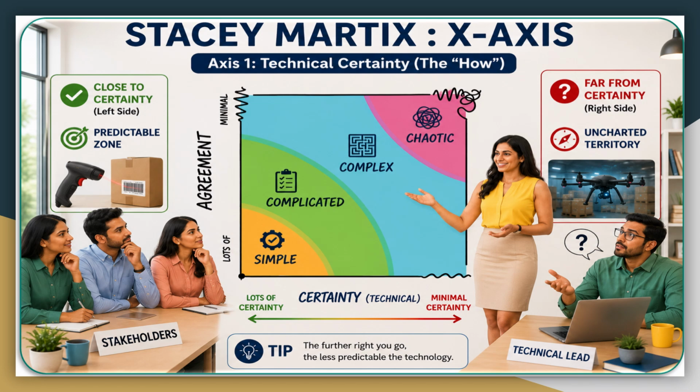On the right hand side, we have the far from certainty. As you move to the right, you enter uncharted territory. Suppose the executives decide that instead of manual scanning, they want to deploy autonomous drones equipped with experimental machine learning algorithms to scan moving pallets in real time. We have never done this. The technology is brand new. The physical environment introduces massive variables and the technical certainty plummets towards minimal.